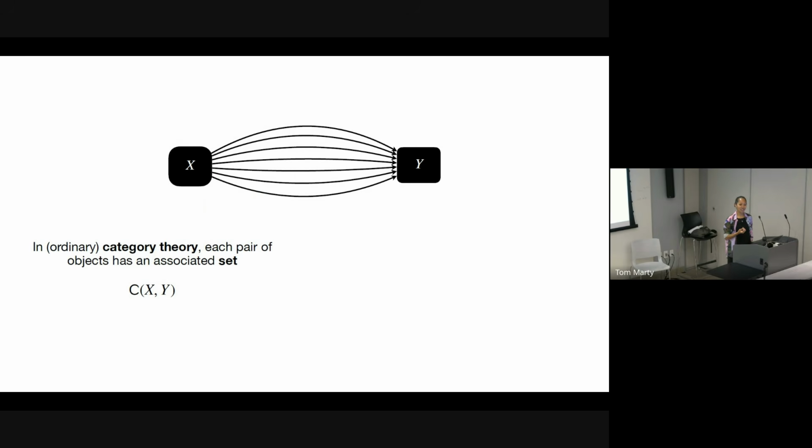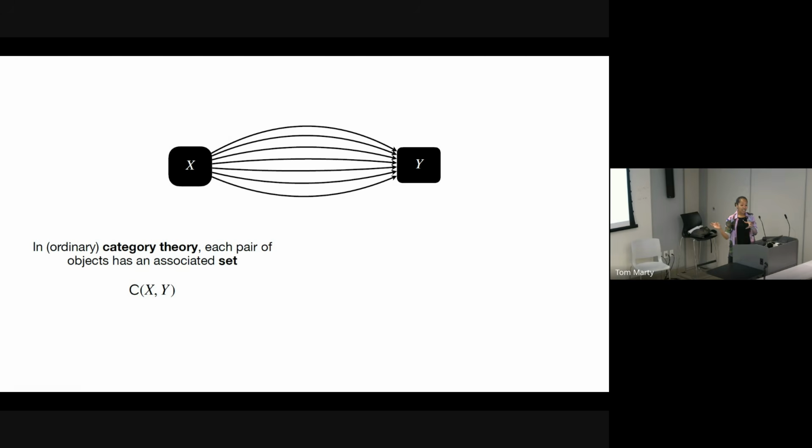This is something called enriched category theory. So I'm going to introduce it as follows. Remember, in category theory, each pair of objects has a set associated to it, a set of all ways to go from X to Y. Quite often in math, this set may not just be a set. Imagine X and Y are vector spaces. Then these arrows are linear maps. Well, if I have two linear maps, I can add them and get another linear map. I can scalar multiply, get another linear map.